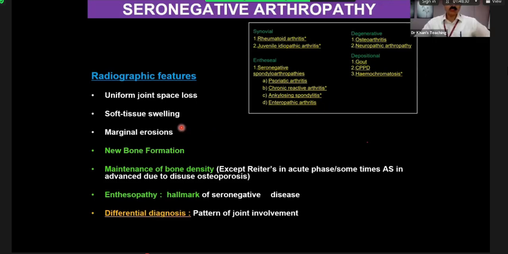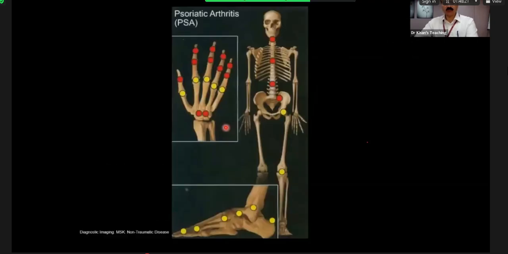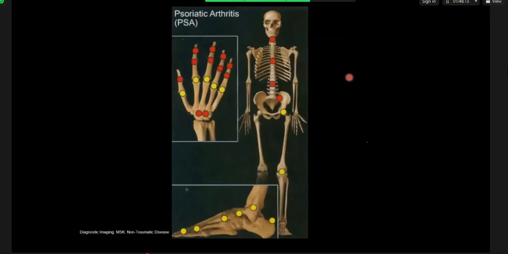Other than that, you can get soft tissue swelling, marginal erosions, etc. So with this background, let's take it further. Okay, one point is that in psoriatic arthritis, look at the hand. Psoriatic arthritis, you have to differentiate it from CRA.